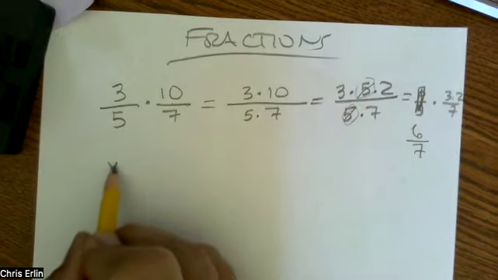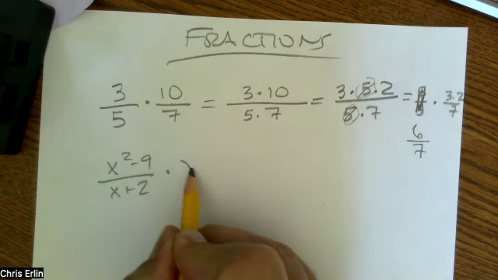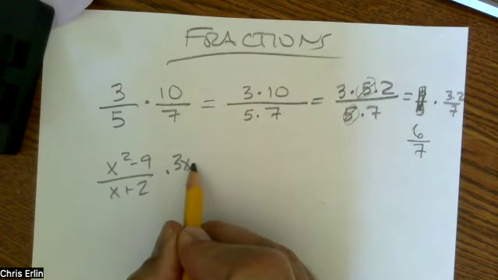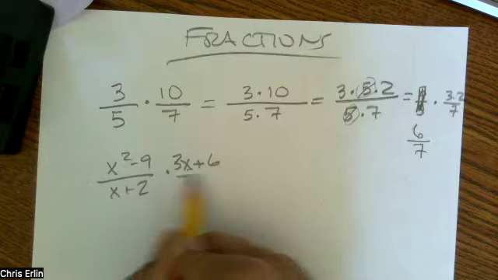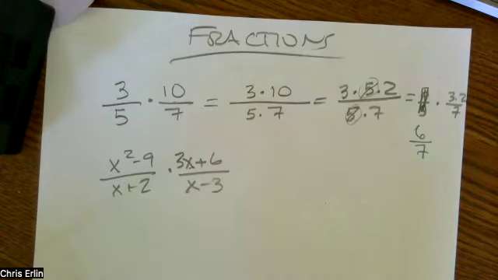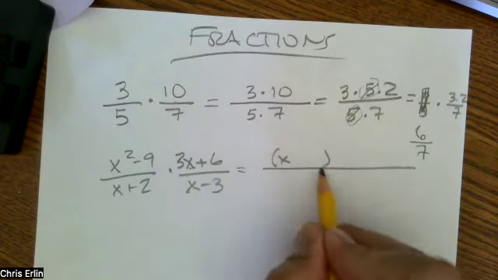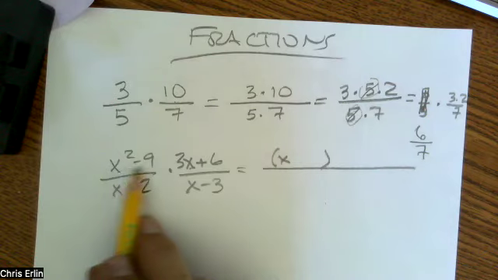The same holds true if we have something like x squared minus 9 over x plus 2 times 3x plus 6 over x minus 3. I would consider this as one big fraction, and I'd want to factor it out. So how does x squared minus 9 factor?